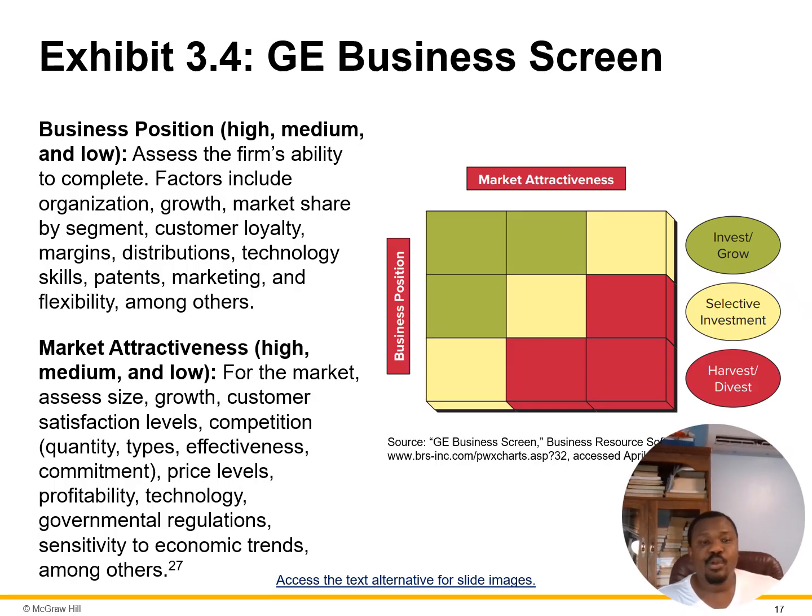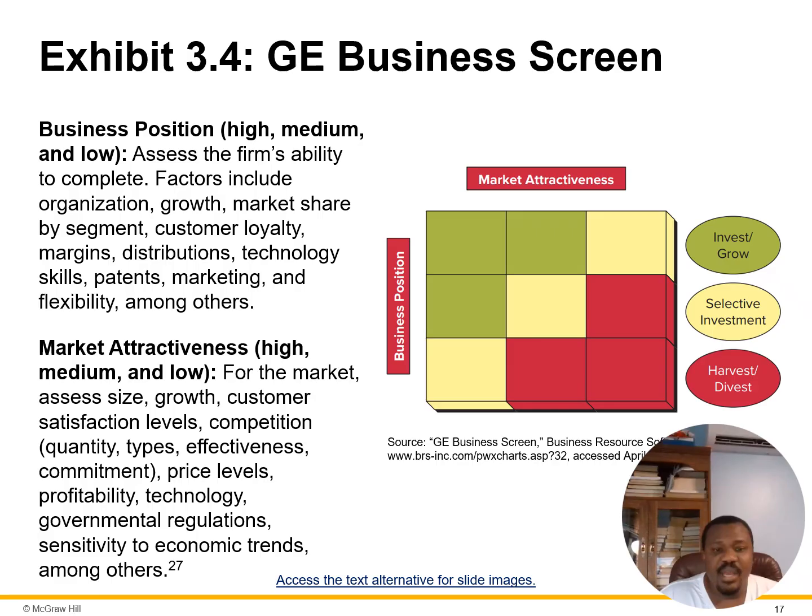So when you look at business position, whether it's high, medium, or low, we look at indicators like organization, growth, market share by segment, customer loyalty, margins, distribution, technology, skills, patents, marketing, and flexibility, among others. Then we look at market attractiveness, whether high, medium, or low. This is the market attractiveness, and this is the business position.